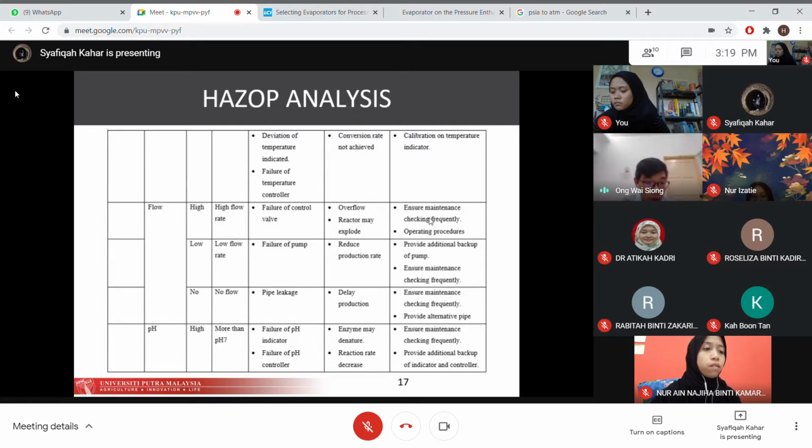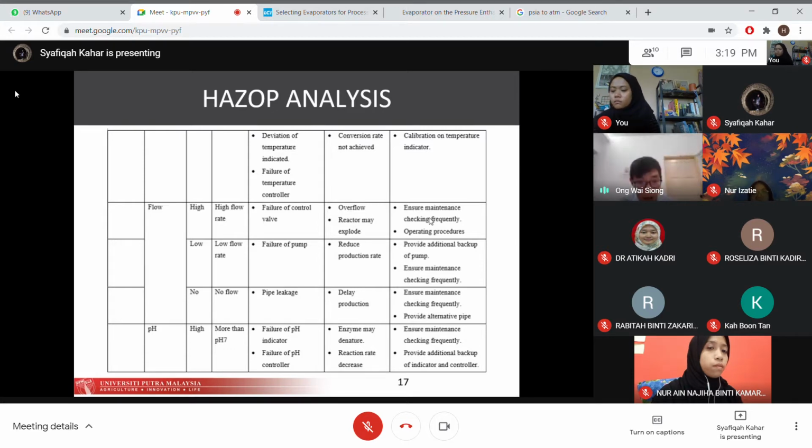And then the next parameter will be flow rate. At a high flow rate, it may be caused by failure of the control valve, and this will cause overflow and the reactor may explode due to the excess amount of mixture in the tank. And action can be done by ensuring maintenance and operating procedures. Low flow rate may be caused by failure of the pump, and it can reduce the production rate. So the action will be to provide additional backup and ensure maintenance.